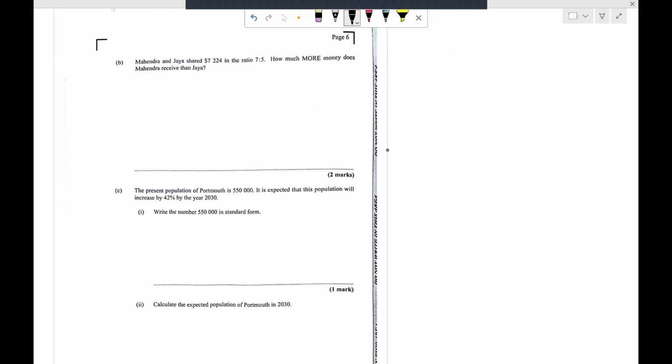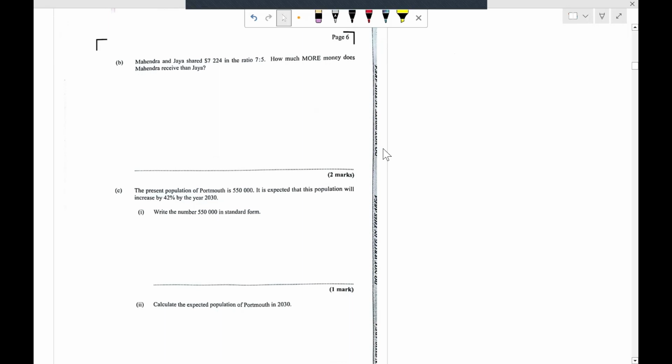Mahendra and Jaya shared $7,224 in the ratio 7:5. How much more money does Mahendra receive than Jaya? So I'm going to show you all two ways to work it. Of course, one way is a shorter way, but some students tend to process things differently, right? So I like to give all the options, right?